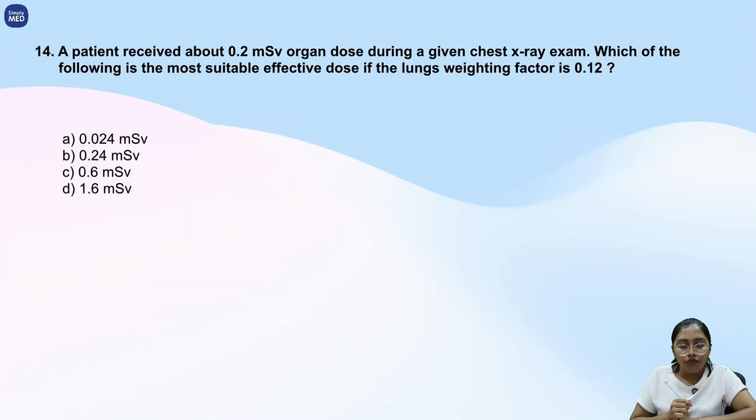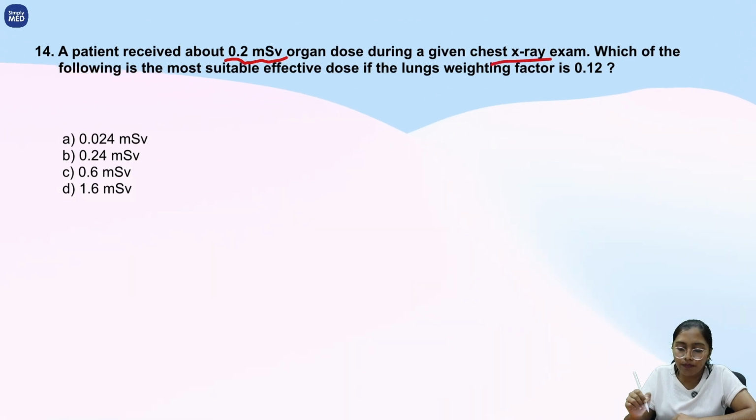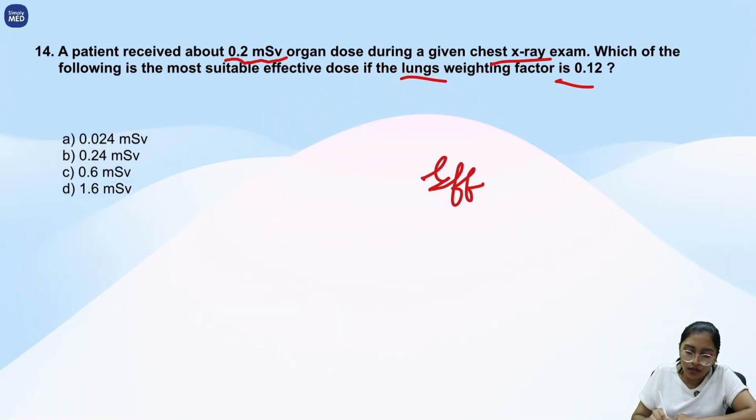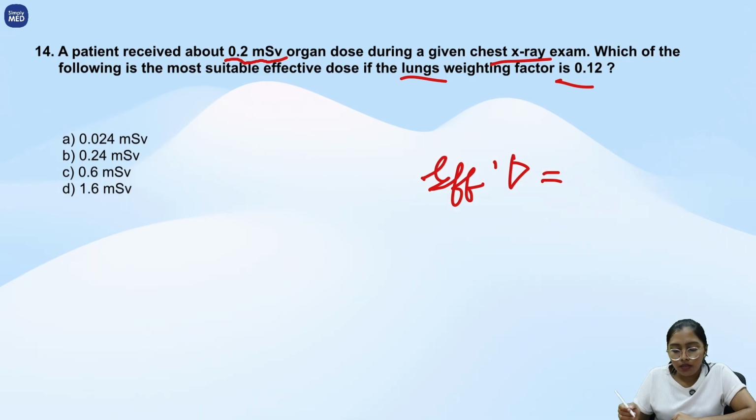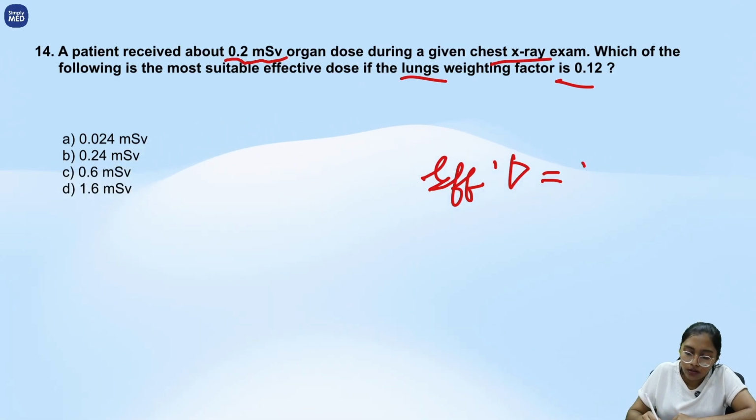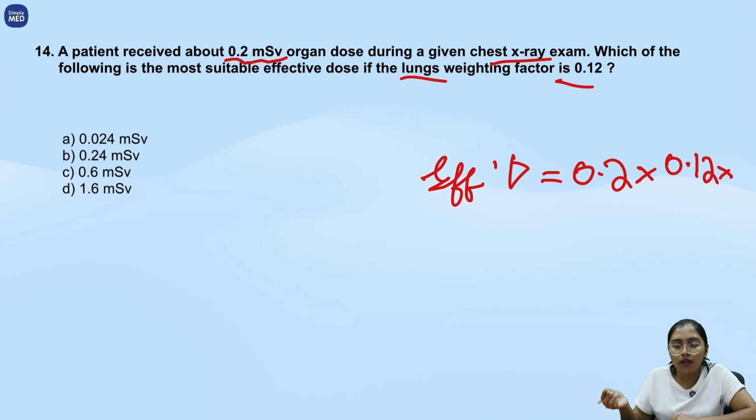Let's do one more question from this part. A patient received about 0.2 millisievert organ dose during a given chest X-ray exam. Which of the following is the most suitable effective dose if the lung's weighting factor is 0.12? So again we have to find out the effective dose. Our equation is effective dose equals organ dose times tissue weighting factor times radiation weighting factor. Here the organ dose is 0.2, the tissue weighting factor is 0.12, and the X-ray weighting factor is 1.